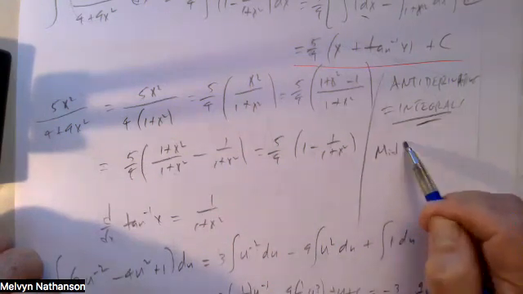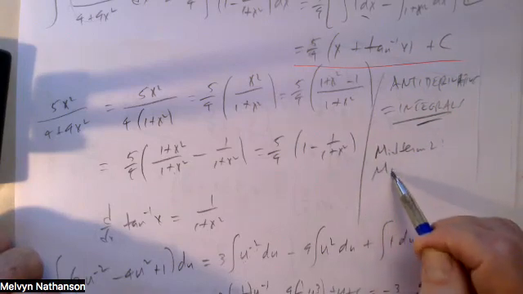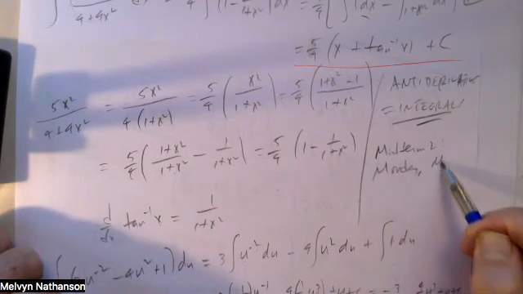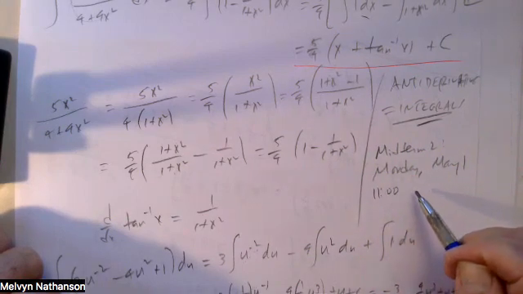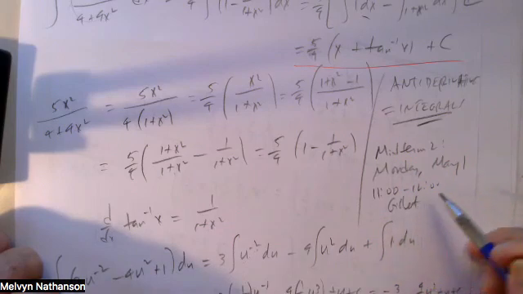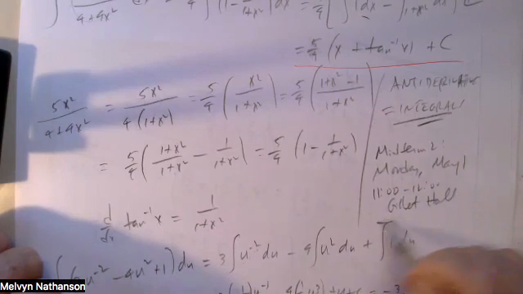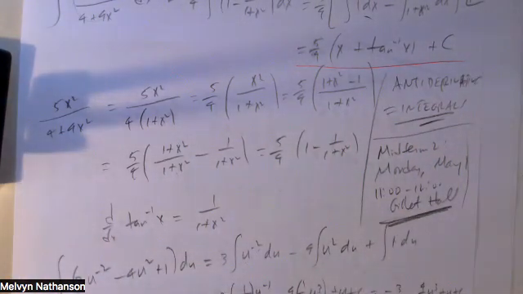So if you missed this statement at the beginning, midterm number 2 will be Monday, May 1st, 11 o'clock to 12 o'clock in Gillette Hall on campus. So after the first exam, many people asked for a second exam, and I said, okay. So this is where and when it will be.